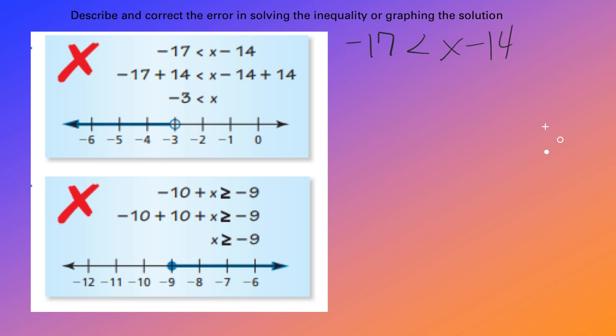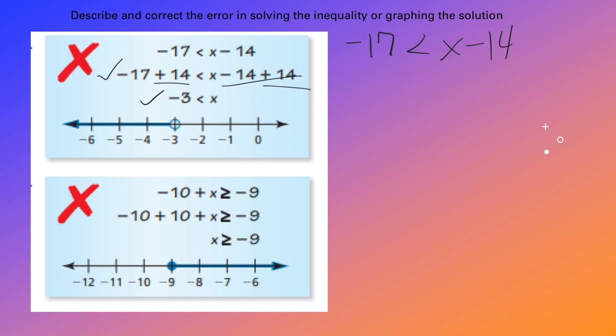They told us they subtracted. What's the inverse of subtraction? Did they add 14 to both sides? They did. So far, they did well here, no? So what is negative 17 plus 14? Negative 3. So far, so good. We know that this cancels out, and it gives me x. So this part is good, too.